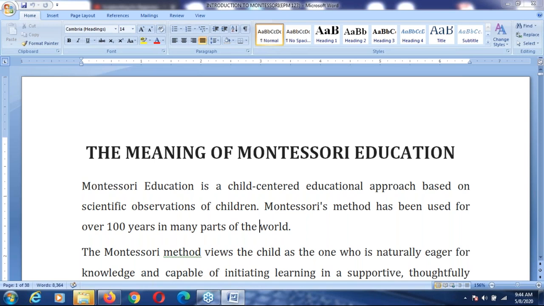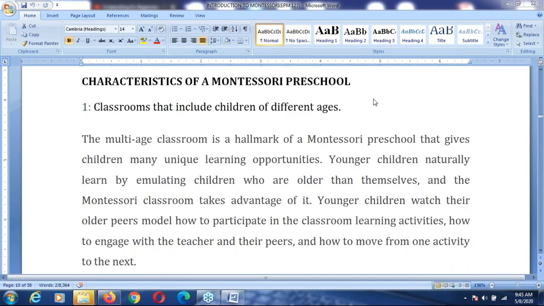A Montessori classroom has children of different ages in the same classroom. That means a child of 3 years being in a class with a child of 4, 5. This gives the younger children the opportunity to learn by emulating children who are older than them.